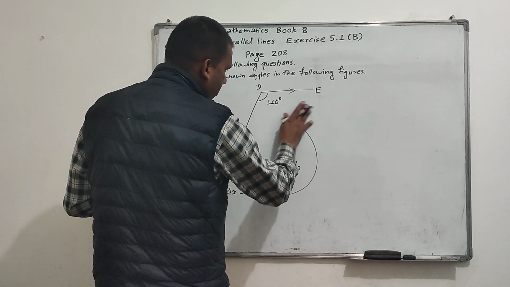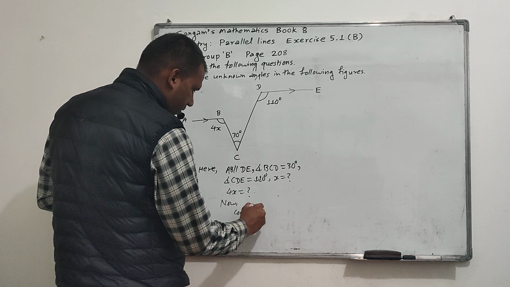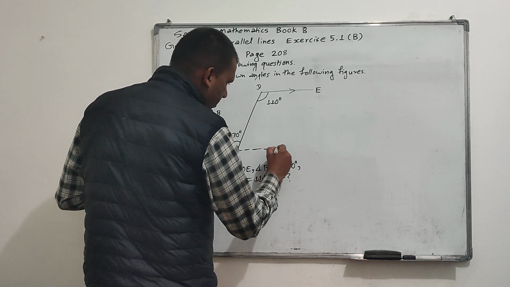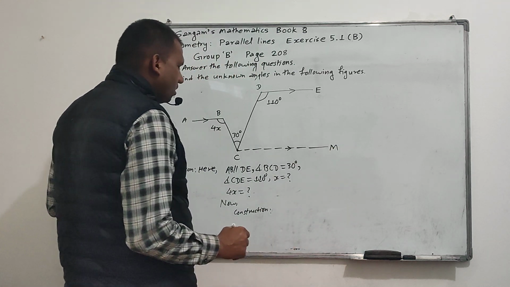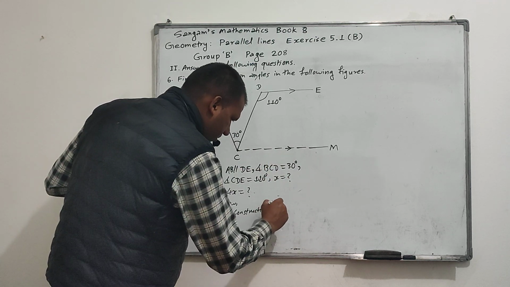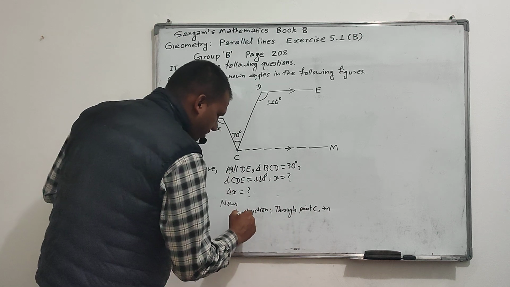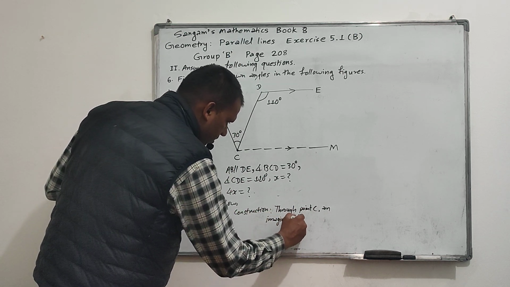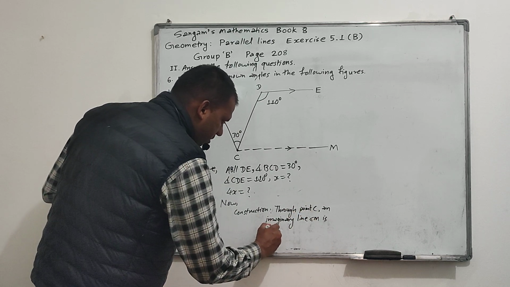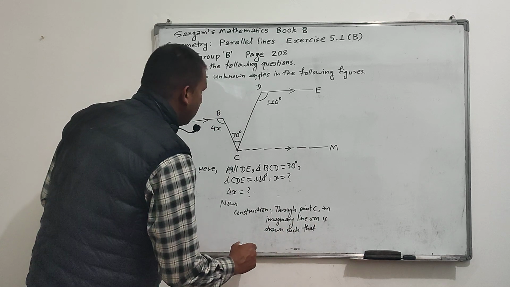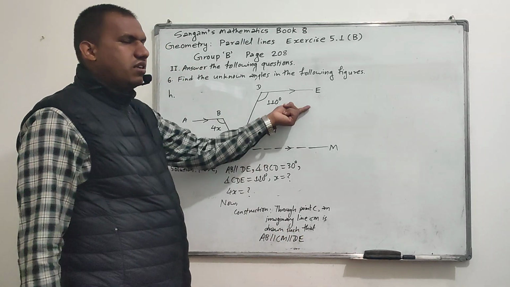Now, construction. Through point C, we can draw an imaginary line CM. Then DE is parallel to AB, parallel to CM. Through point C, an imaginary line CM is drawn so that AB is parallel to CM, parallel to DE. All three lines AB, CM and DE are parallel to each other.